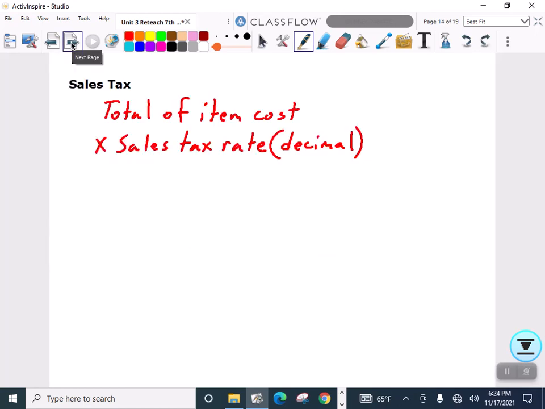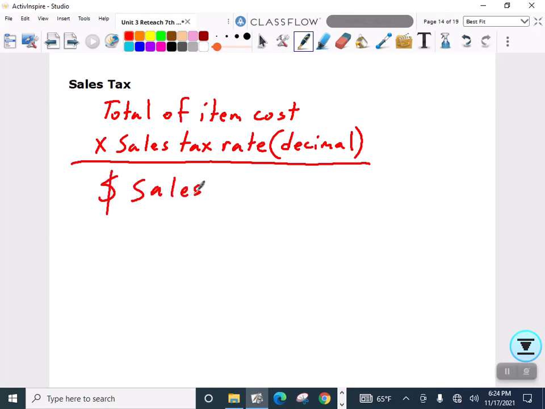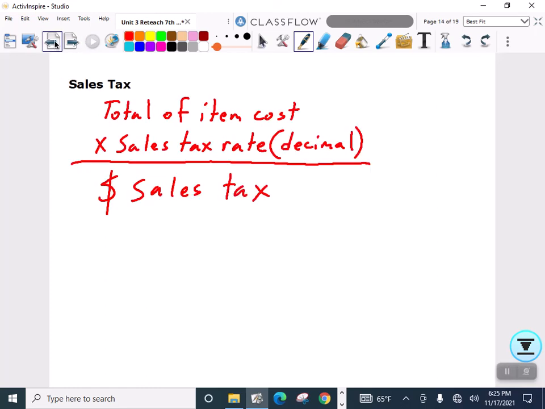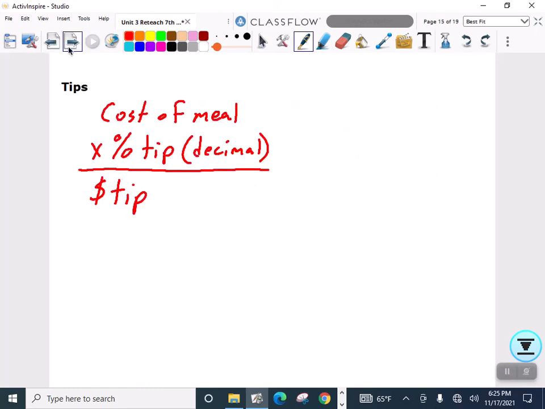Sales tax, it's the total of the item cost times the sales tax rate. Make sure it's a decimal. And this is the dollar value of the sales tax. If you need total cost, you would add the total item cost to the sales tax. Tips. Cost of meal times the percent tip will give you the dollar value of the tip. It's kind of like sales tax.